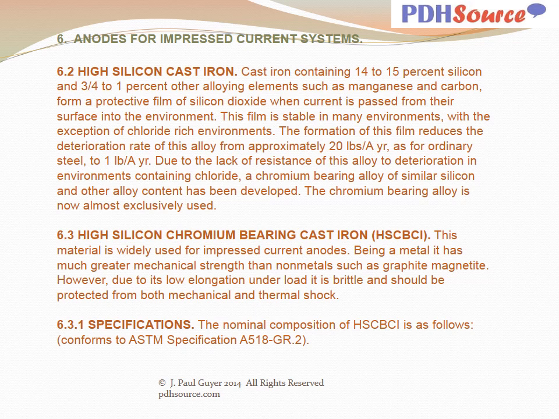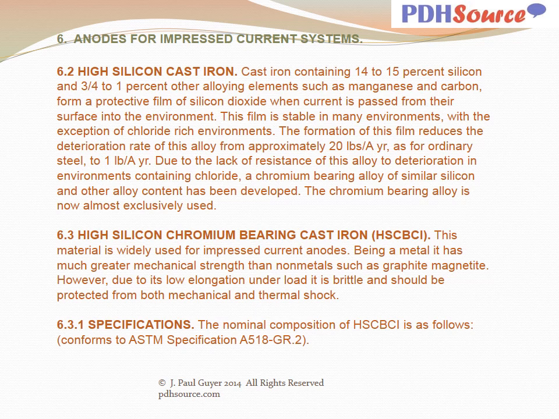Cast iron containing 14 to 15% silicon and 3/4 to 1% other alloying elements such as manganese and carbon form a protective film of silicon dioxide when current is passed from their surface into the environment. This film is stable in many environments with the exception of chloride-rich environments. The formation of this film reduces the deterioration rate of this alloy from approximately 20 pounds per ampere year, as for ordinary steel, to 1 pound per ampere year.